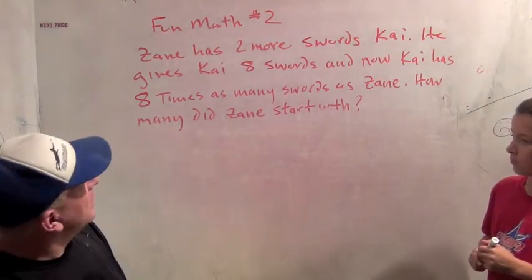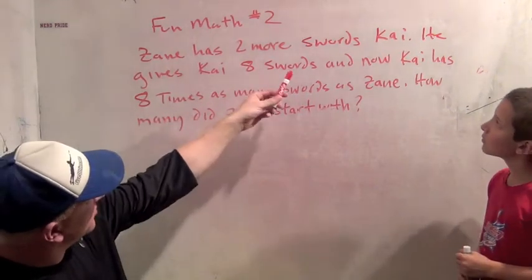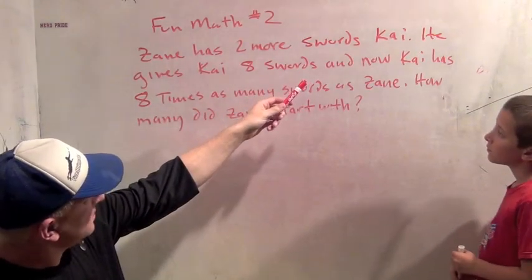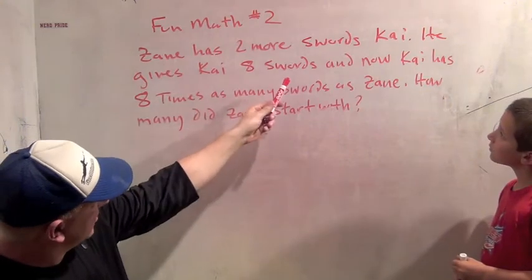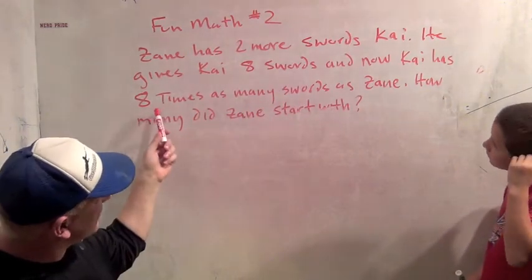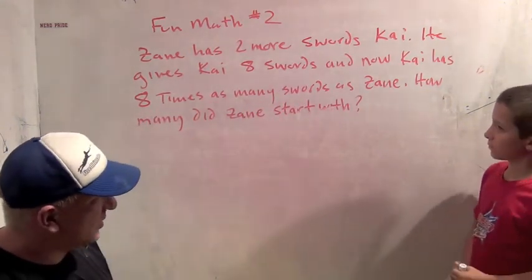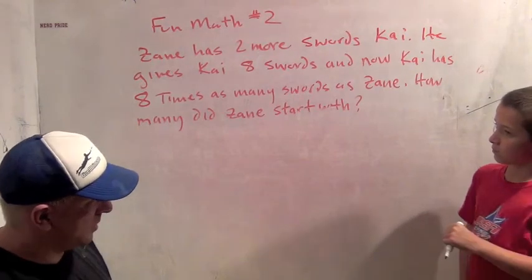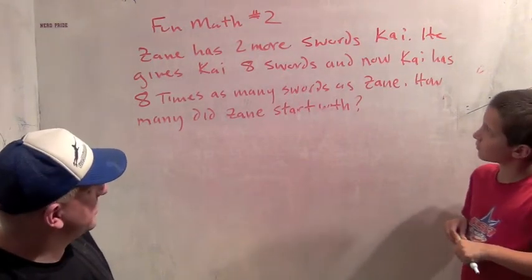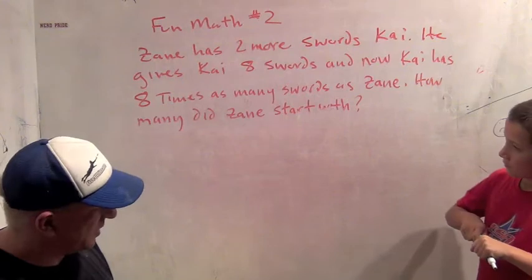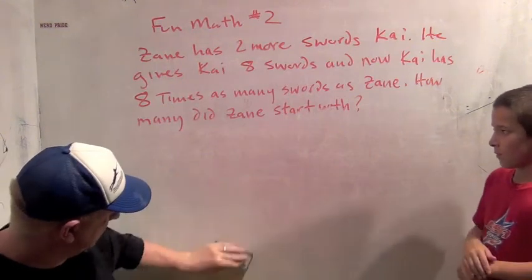Okay, Zane has 2 more swords than Kai. He gives Kai 8 swords, and now Kai has 8 times as many swords as Zane. How many did Zane start with? Okay. What do you think? How do you want to approach this problem?